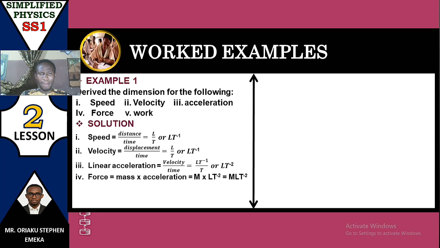Force is mass times acceleration. Mass is M. Acceleration, which we just finished getting, is L T minus 2. So joining them together is M L T minus 2. While work is force times distance. Force is what we just derived, M L T minus 2, times L. So the L now becomes L squared.